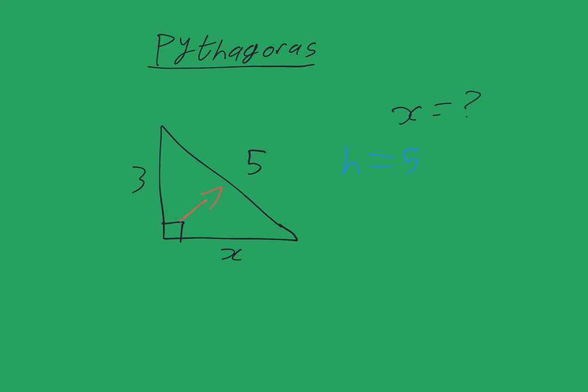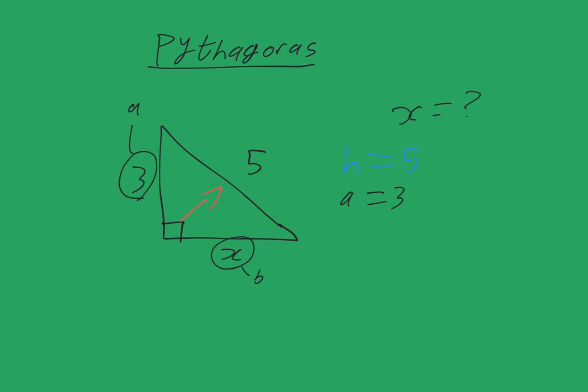Okay, so now in this case, we're not trying to find the hypotenuse because it's given to us. So we have to think a bit on our toes for this one. So again, let's just write down what we know. We know that H is going to be 5. We'll call this one A. So A is going to be 3.